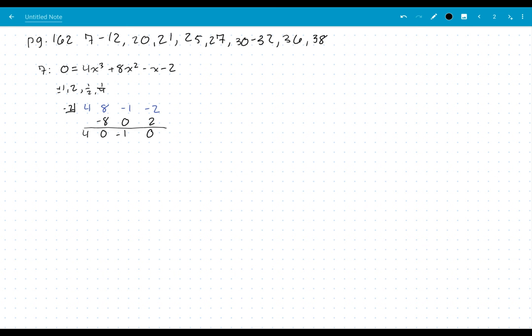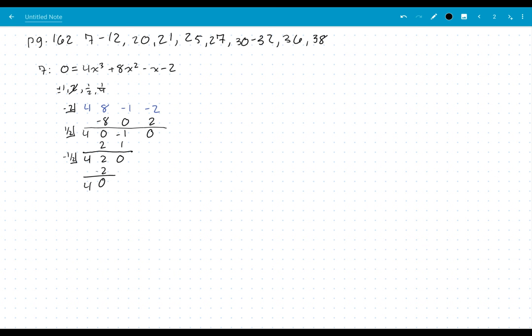All right, so now all of our possible rational roots are, we've eliminated 2. All we have left is 1/2 and 1/4. Let's try 1/2. So we have 4, and then 4 divided by 2 is 2. And then 0 plus 2 is 2. 2 divided by 2 is 1, and we have 0. And then finally, we just have our other option, -1/2. 4 times -1/2 is -2. 2 minus 2 is 0.